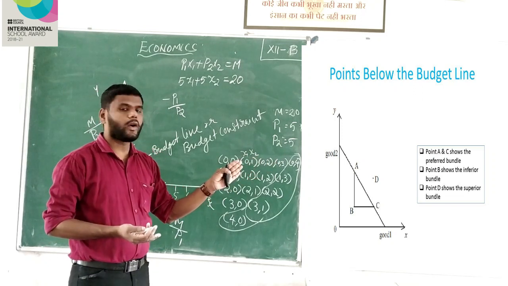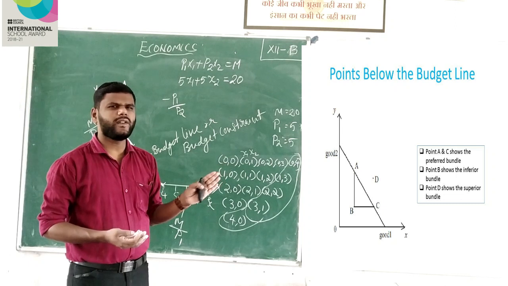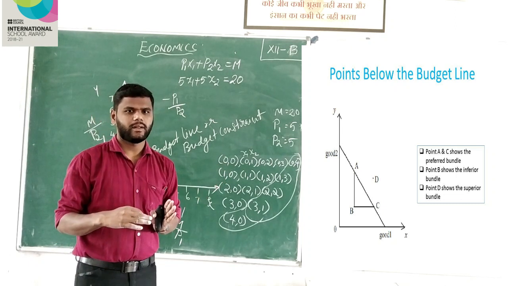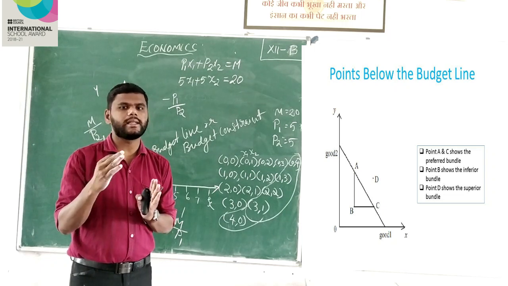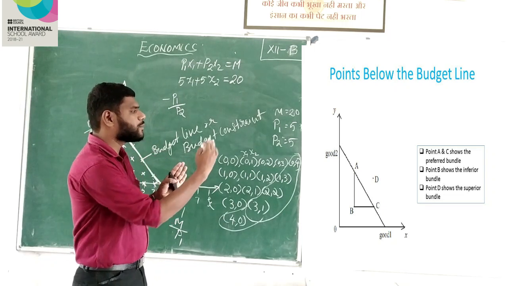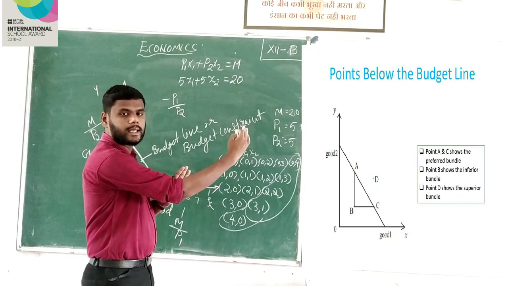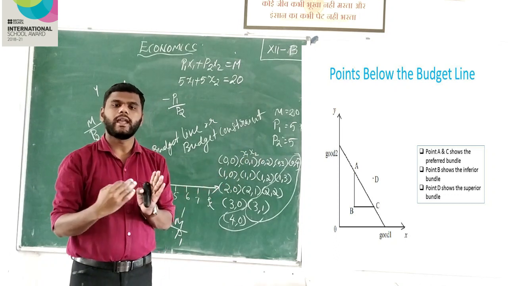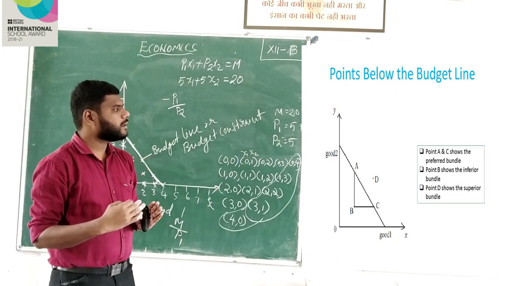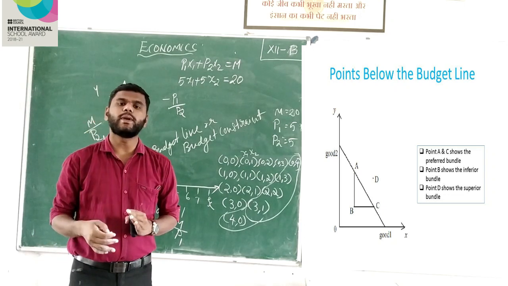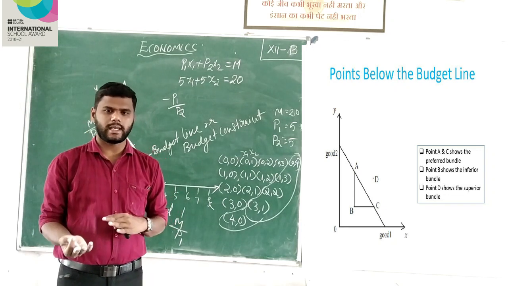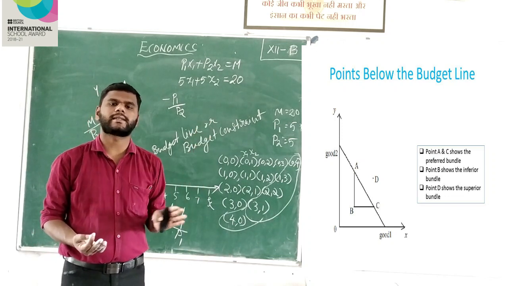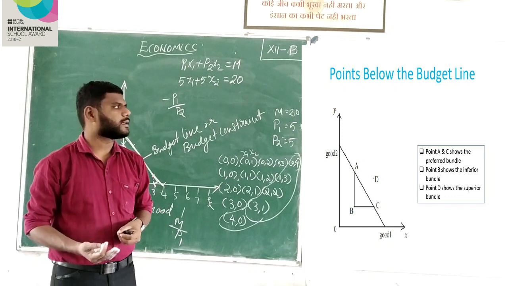And the point below the budget line shows the inferior bundle. He can purchase more, but he is not purchasing. He can reach up to point A, but he is not purchasing that, and he is purchasing point B. That is an inferior bundle. And next, D shows the superior bundle. That is, he cannot purchase it because there is a budget constraint, or his income is limited. Okay, I think it is clear.